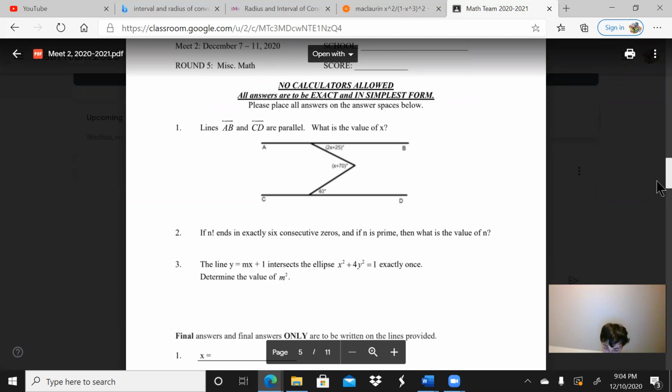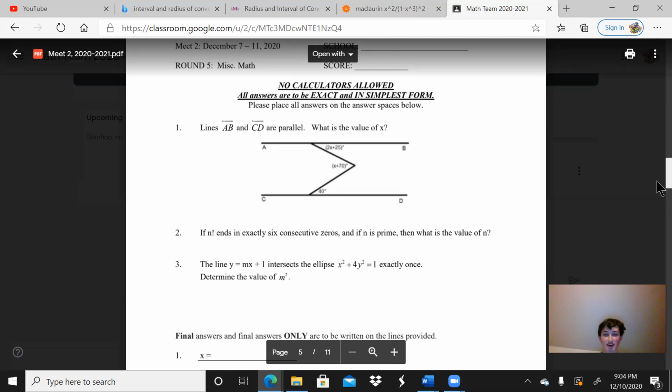So this is really 110 minus x, because it's 180 minus x minus 70. So 110 minus x, and then it's 110 minus x plus 40 plus 2x plus 25 is 180. So this is 150, 175. So 175 plus x is 180. X is equal to 5. Wow. Okay, 5 degrees.